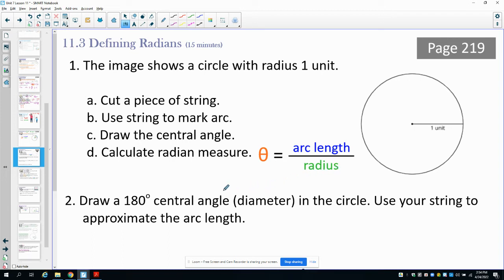Then also work on numbers 2, 3, and 4. And this again starts on page 219. And then come back to the video and we will talk about it.